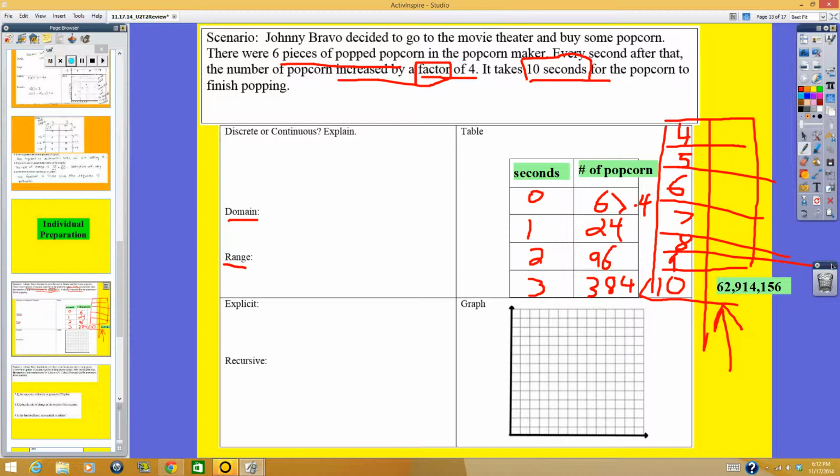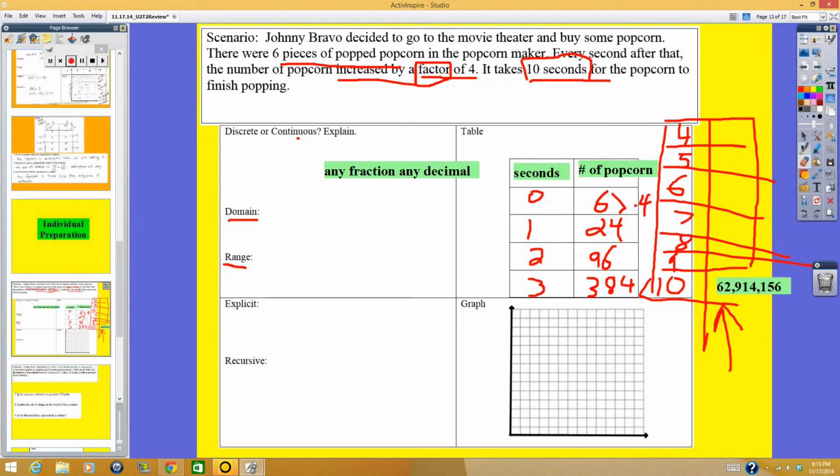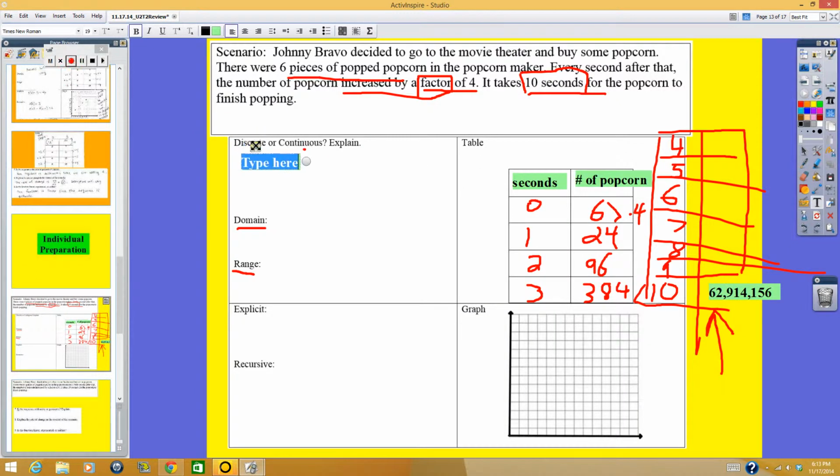Okay? Alright. So, discrete or continuous. Discrete means it is skipping. It's something that's jumping. You can count it, right? Continuous means it can be any fraction, any decimal, right? Like you can stop traveling and you're still going to be somewhere, right? So in regards to this, you can argue it both ways, to be completely honest, but it's more on the side of being discrete.